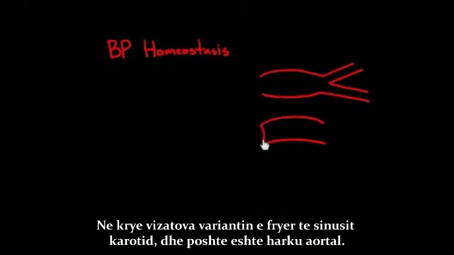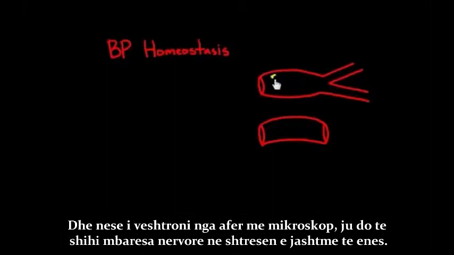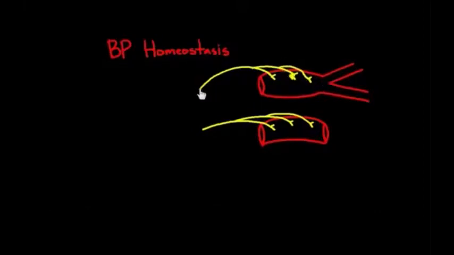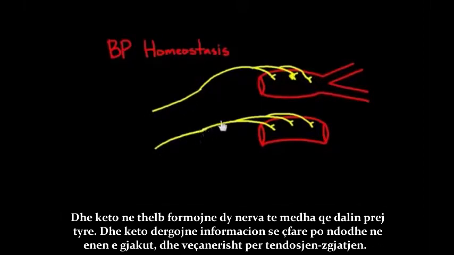So at the top I drew kind of a blow-up version of the carotid sinus, and at the bottom is the aortic arch. And if you look closely under a microscope, you'd see nerve endings on the outer layer of the vessel. And so these nerve endings basically join up and form a nerve, and these on the carotid sinus do the same thing. And they are basically going to form two large nerves that go off, and they send information about what's happening in the blood vessel, specifically about stretch.